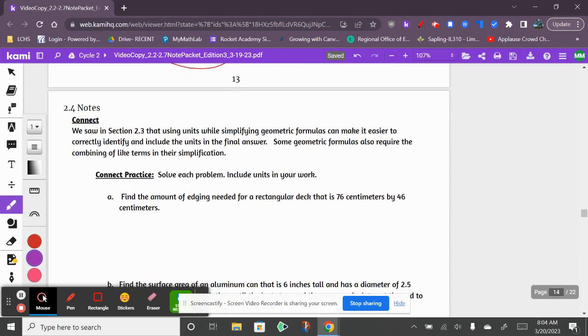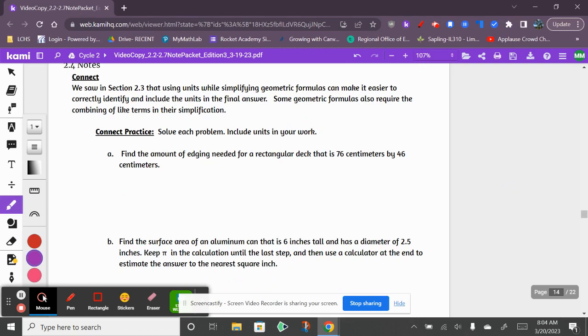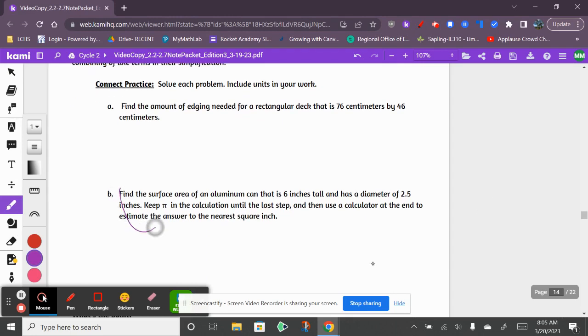We saw in section 2.3 that using units while simplifying geometric expressions can make it easier. Some geometric formulas also require combining like terms. So we're going to go ahead and just do part A. We're not going to look at part B. This says find the amount of edging needed for a rectangular deck that is 76 centimeters by 46 centimeters.